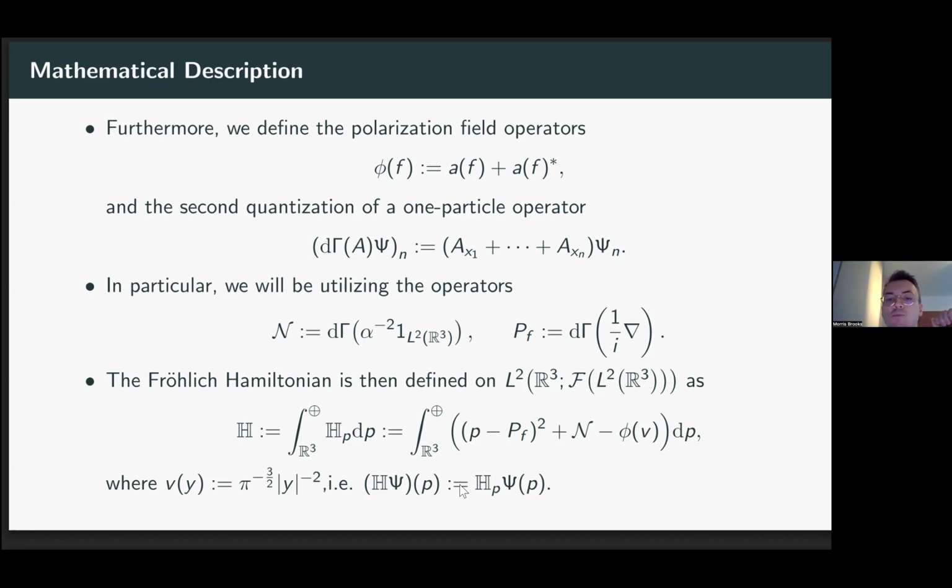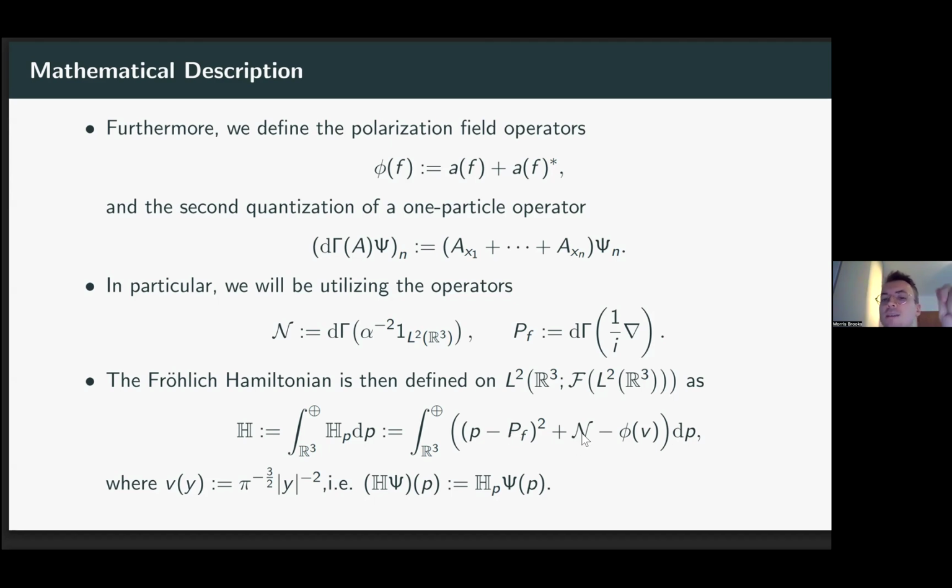Now, let's break down the three individual terms you see. So each fiber operator H_p includes the first term, which is the total momentum small p minus the field momentum, squared. Now, of course, if you take the total momentum, you subtract the field momentum, what is left is the momentum of the electron. So electron momentum squared is just the kinetic energy of the electron. Okay, great. So the first term you see here is just the kinetics of the electron.